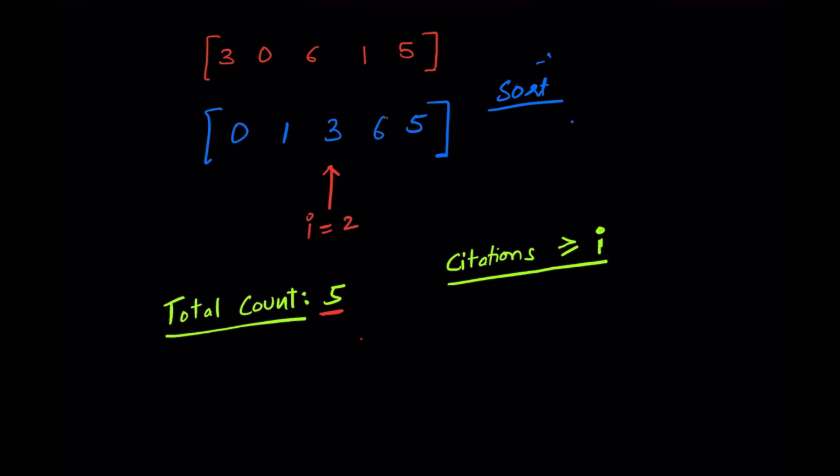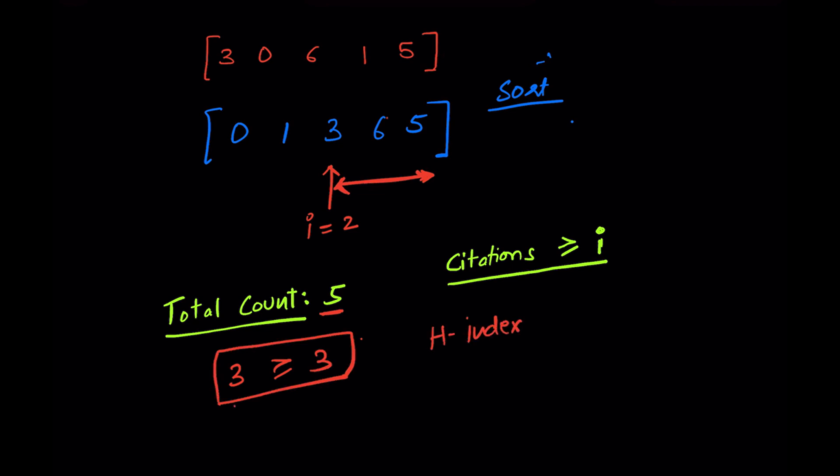Let's walk through one more example with i equal to 2. The corresponding value is 3, which means all of the papers to the right side of 3 will have at least 3 citations. As there are 2 elements to the right side of i, and including the current element, there are a total of 3 papers. As the criteria for H-index is met, we can return 3 as our output.